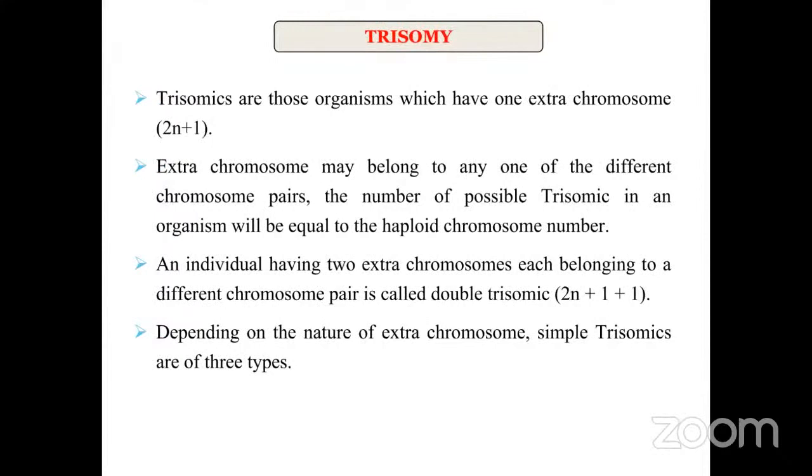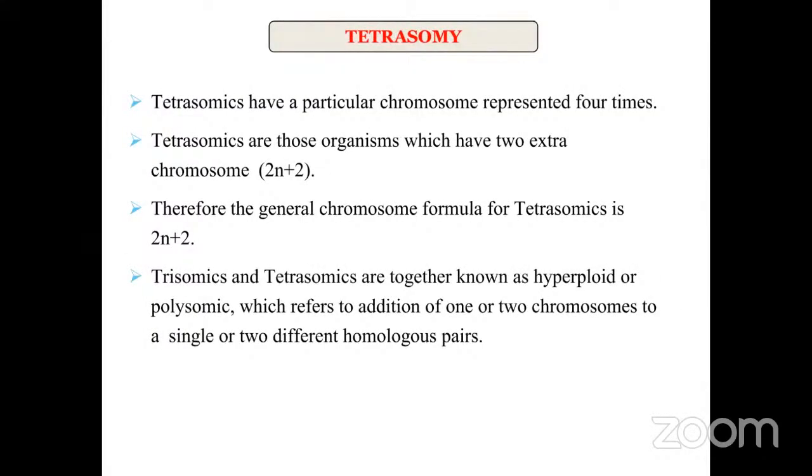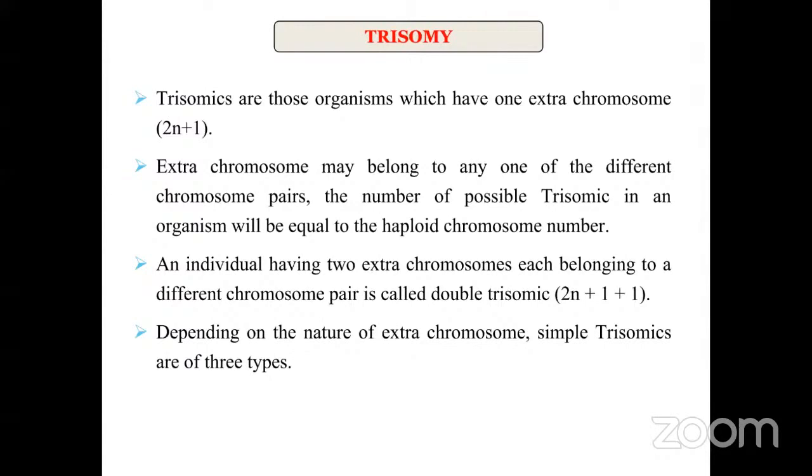Trisomy is represented by the formula 2n plus 1. There is the presence of one extra chromosome. If I expect 2n is equal to 24, there will be 25 chromosomes instead of 24, so one chromosome will be extra. Tetrasomy: if I expect 2n is equal to 24 and I find 26 chromosomes, it means two chromosomes extra. So 2n plus 2, that condition we call tetrasomy. All these are related to the numerical and structural aberrations of the chromosomes.